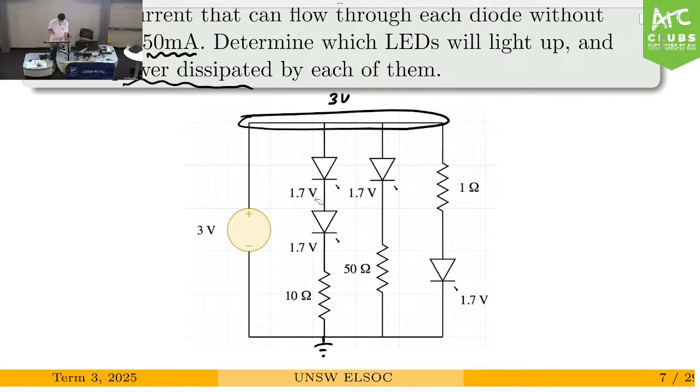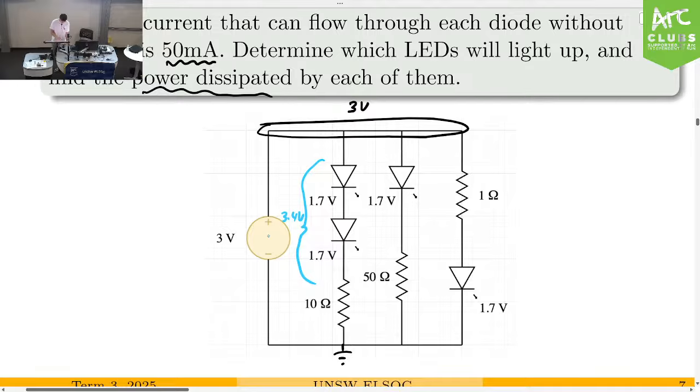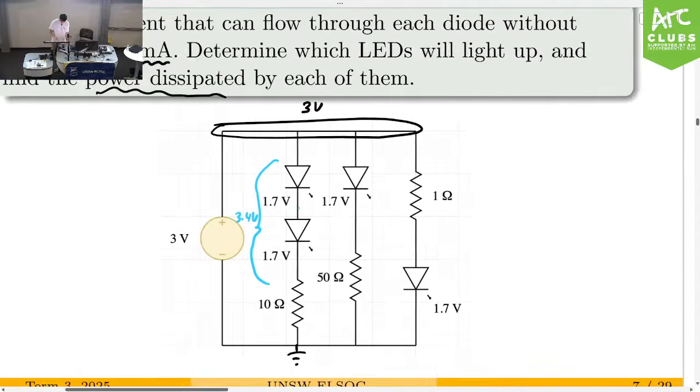So let's check the first branch to see if current will flow through here and the LEDs will light up. To do this, we can have a look at these two LEDs combined. One of the LEDs has a forward voltage of 1.7. So that means between these two LEDs, you're going to have a voltage drop of 3.4 volts. Now the battery, this voltage source, only supplies 3 volts. So if we drop 3.4 volts, we're going to end up with a negative voltage. So in this case, no current is going to go through here. Oops, sorry.